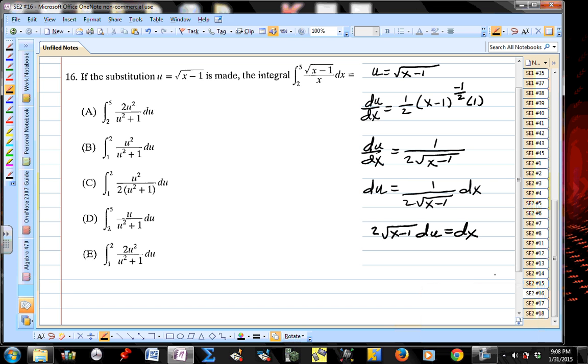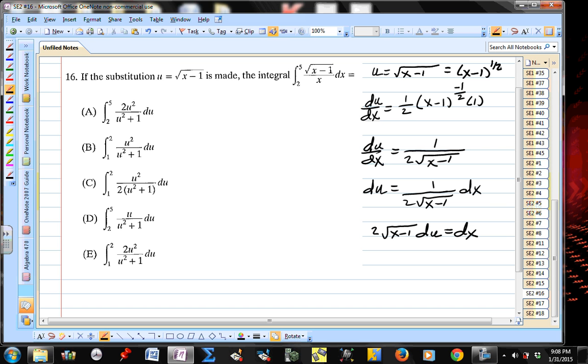In problem number 16, we're told to use u substitution with u equals root x minus 1. So we start with u equals root x minus 1, and then we take the derivative of u with respect to x using the chain rule. Remember that root x minus 1 can be written as the quantity x minus 1 to the 1/2 power. Now we can differentiate.